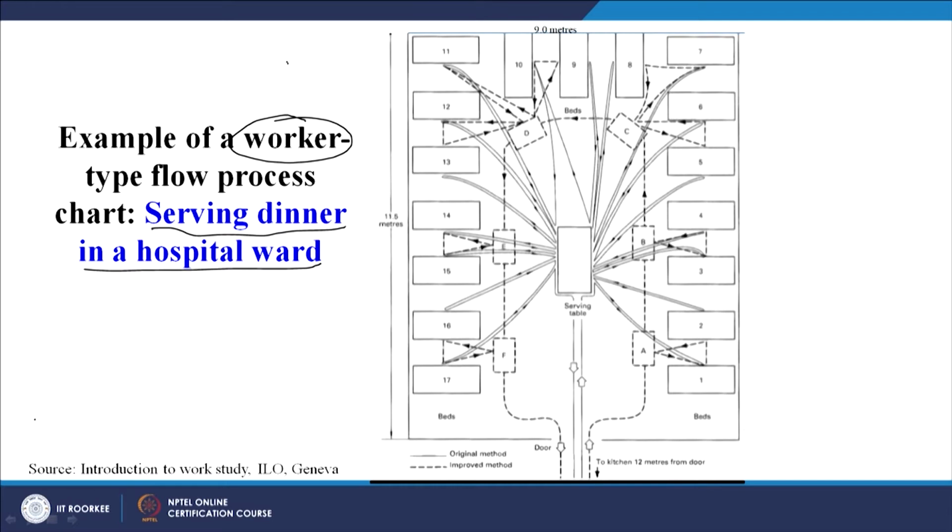So our target here is a worker. So it is an operator or a worker type of chart. Which type? Flow process chart. And then the work that we want to analyze is serving dinner in a hospital ward.